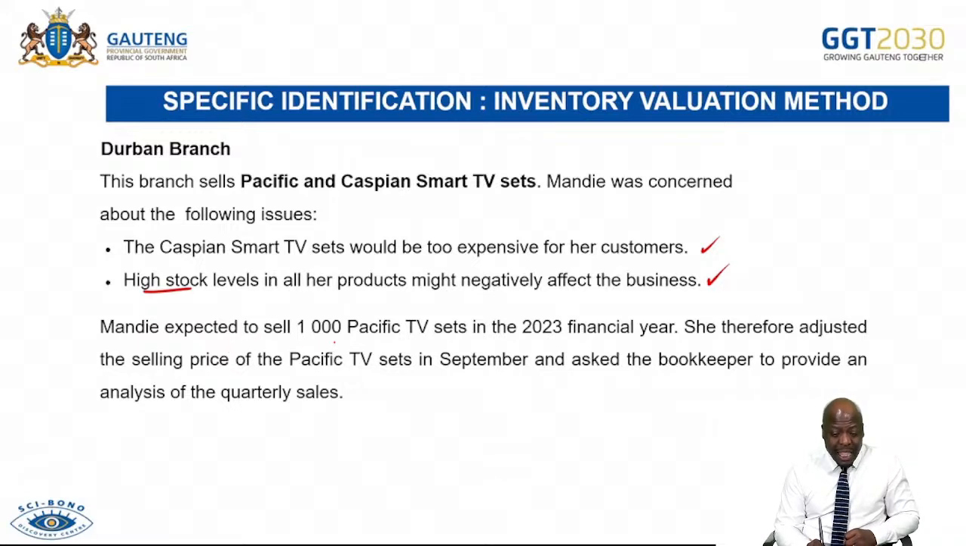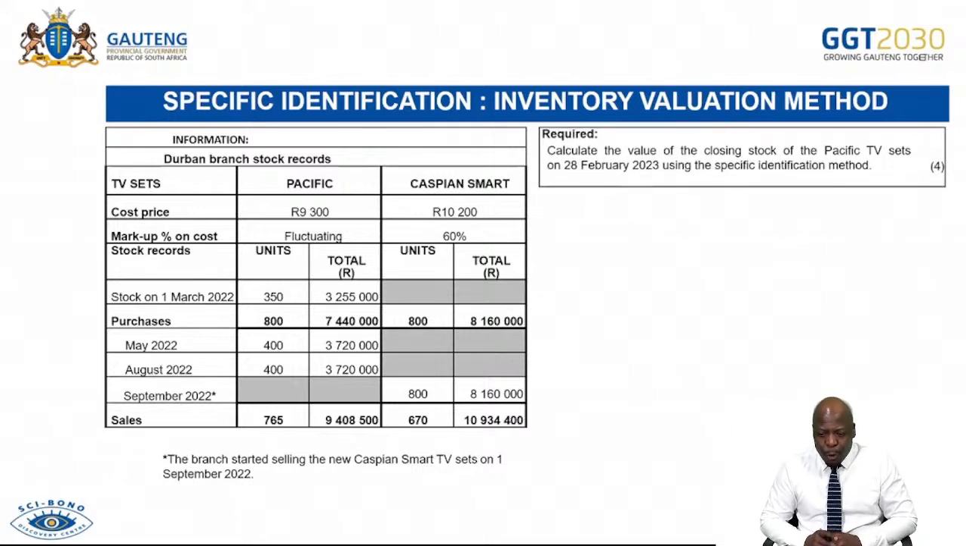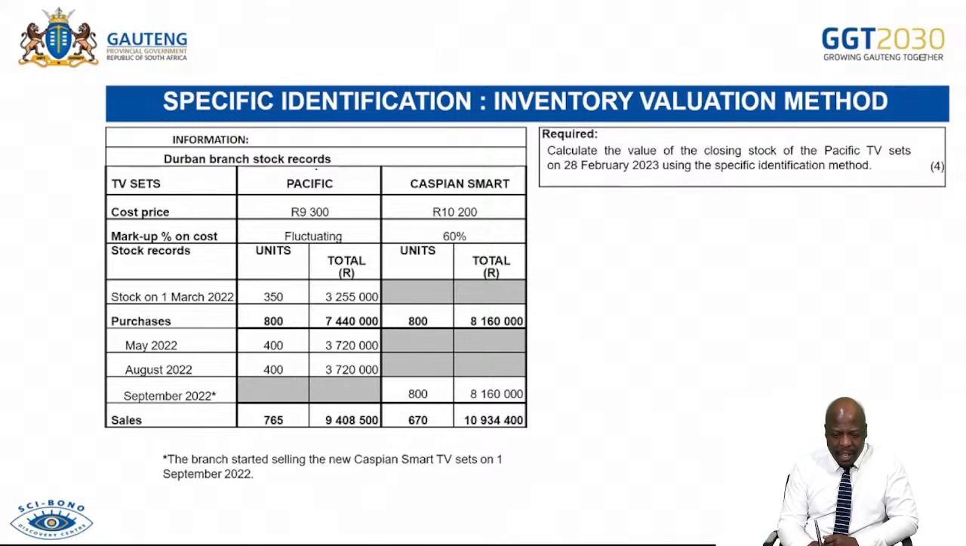Mandy expected to sell 1,000 Pacific TV sets in the 2023 financial year. She therefore adjusted the selling price of the Pacific TV in September and asked the bookkeeper to provide an analysis of the quarterly sales. Okay, what are we required to do? Calculate the value of closing stock of the Pacific. Here's the Pacific, using the specific identification method.